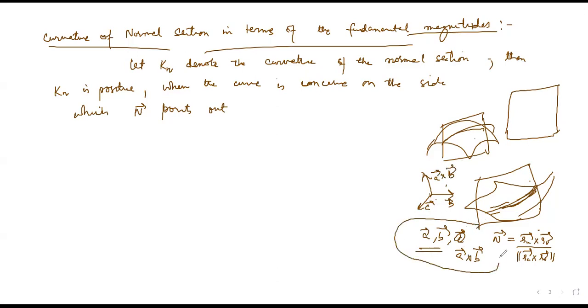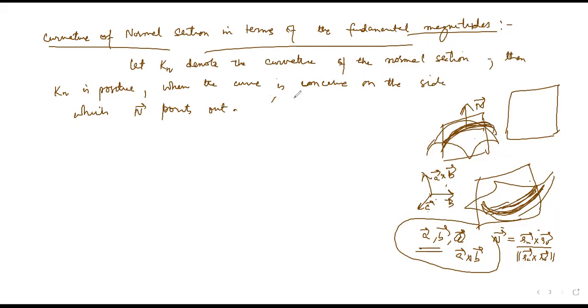Well, that is just a convention to choose a direction of A cross B once we know the direction of A and B. The same applies to this surface normal N. Now, if N is coming outward and the curve is on that side, concave, then we take the curvature of this normal section as positive, when the curve is concave on the side on which n points out. And if it is the opposite, if n goes in this direction and the curve bends downward, then we take the curvature of this principal section as negative.